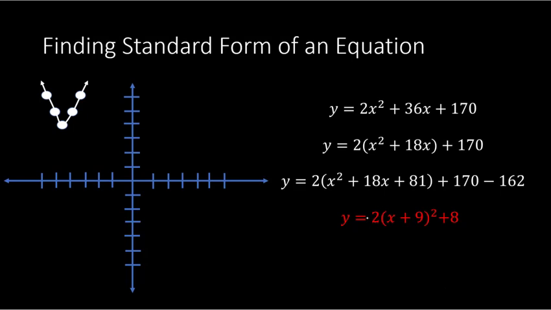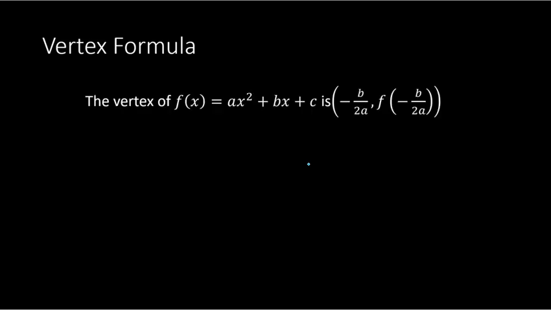So we could go through all these steps to find the vertex and then figure out if it's opening up or down. But there's actually a quicker way to find the vertex. If you're just given an equation like this and you are trying to find just the vertex without having to complete the square, what we can do is use what is called the vertex formula. So as a quick way to find the vertex.